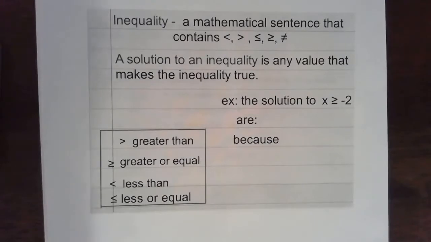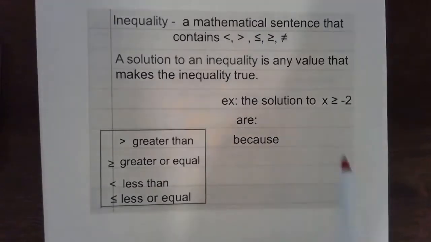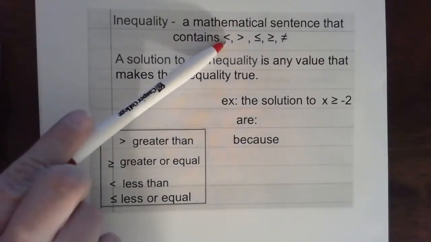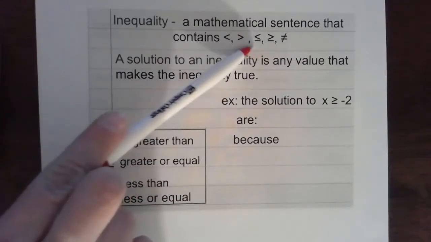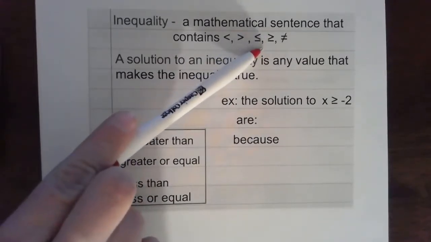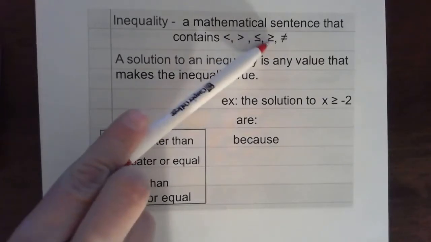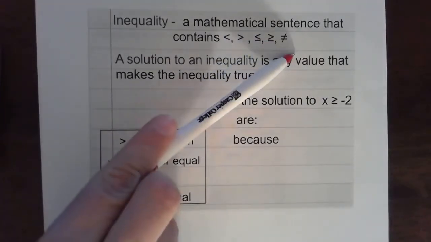So, an inequality is a mathematical sentence that contains these signs. What those signs mean are here in that little square. Okay, so this one is less than, greater than, less or equal. That line below means equal: less than or equal, greater than or equal, or not equal.